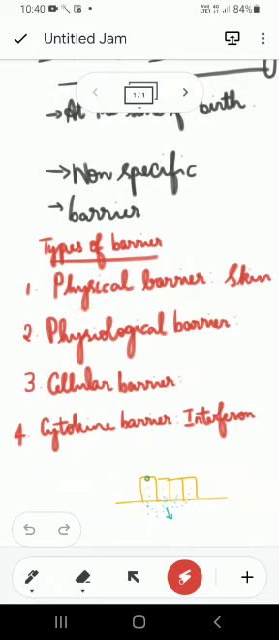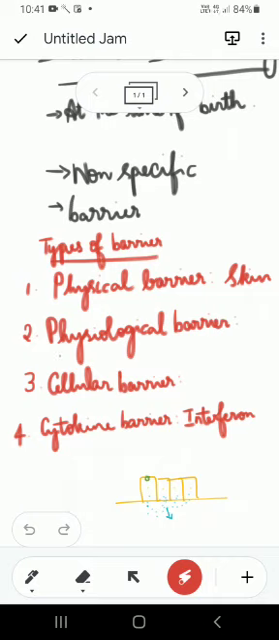Physical barrier is mainly represented by the skin and some other parts also. The other parts include the mucus, which coats the epithelium lining the respiratory tract, the gastrointestinal tract, and the urogenital tract. The mucus which is present in these tracts traps the microorganisms which enter the body.